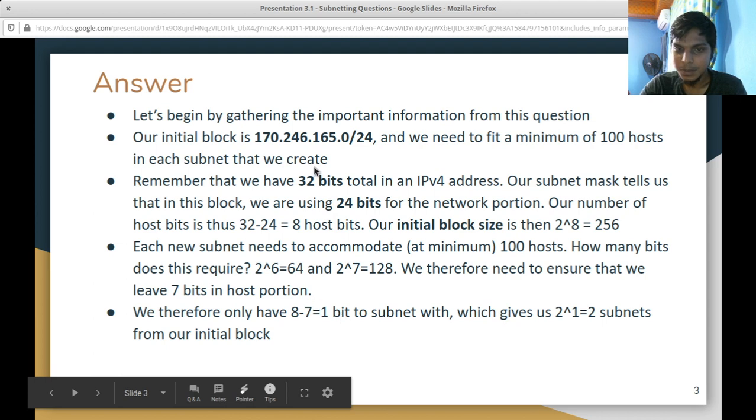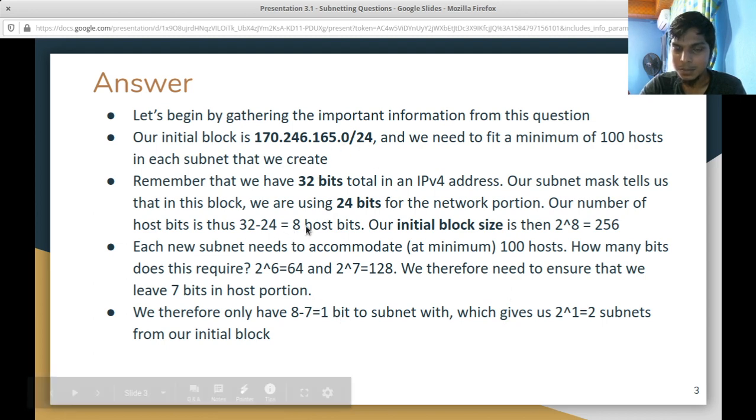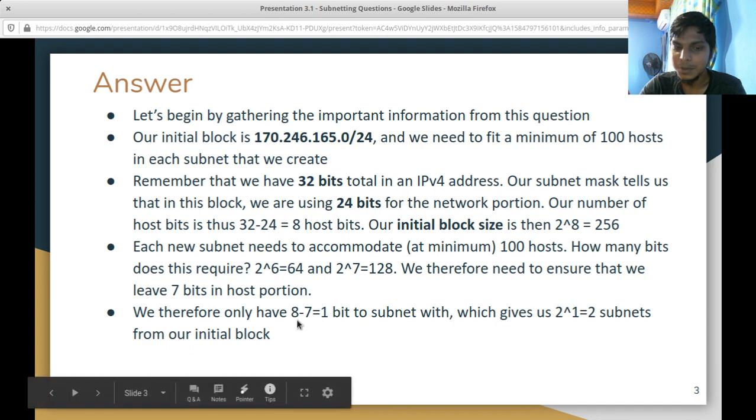So with 1 bit, remember we had that 24 there, and we eventually realized that we had 8 host bits here. And as we said in the last class, you can only use the host bits in your initial block to subnet. So if we need 7 bits to remain in our host portion, and we only had 8 bits to start with, then 8 minus 7 gives us 1 bit to subnet with. We can only borrow 1 bit to satisfy all the requirements, and 1 bit gives us 2 to the power of 1, which is 2 subnets from our initial block. So we can fit 2 subnets inside this big block and still satisfy the requirement for 100 hosts.